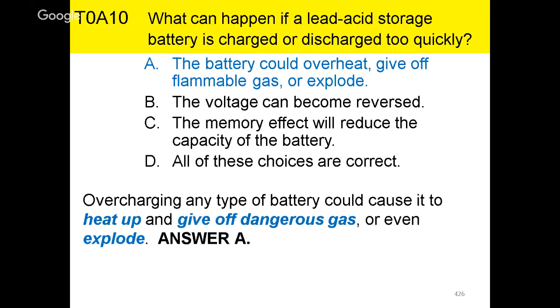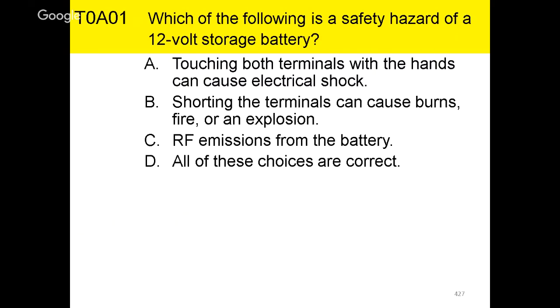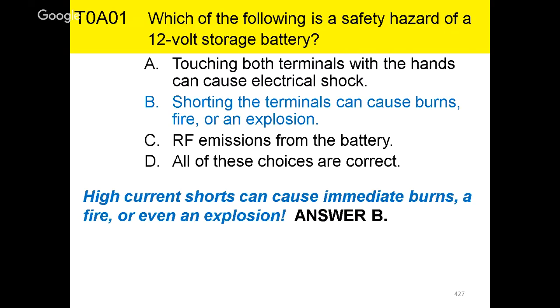All right. Let's see. Which of the following is a safety hazard of a 12-volt storage battery? There is a particular safety hazard, and you have to be very careful when you store batteries, and that is the shorting of the terminals can cause burns, fire, or an explosion because it presents a high current. If you short across those terminals, it causes the high current to flow, and you have a quick discharge of the battery. It can do a lot of nasty things.